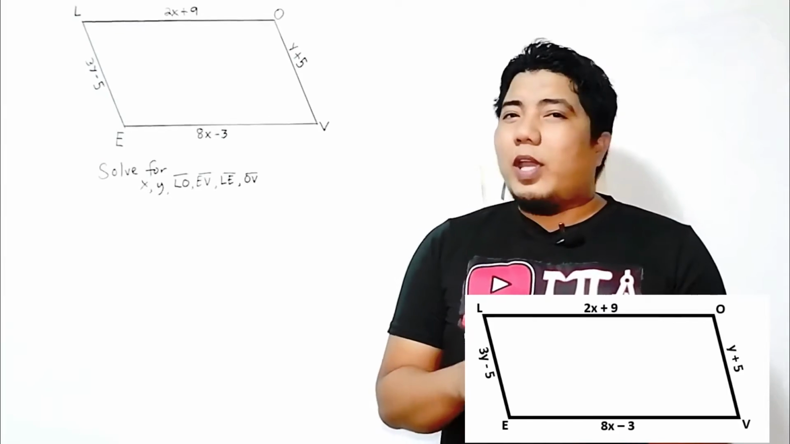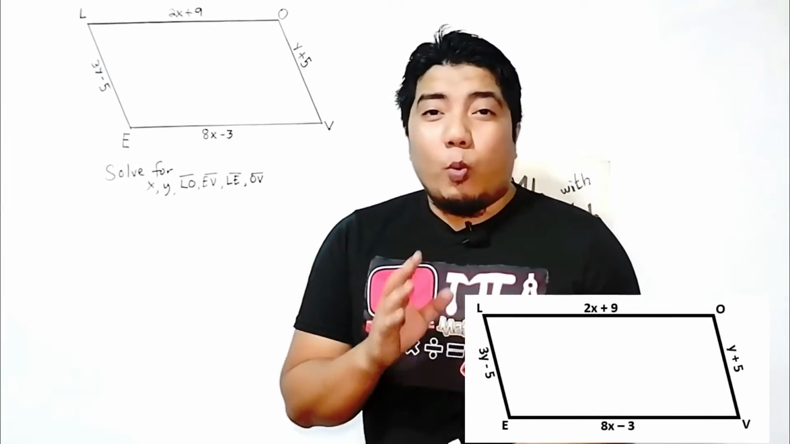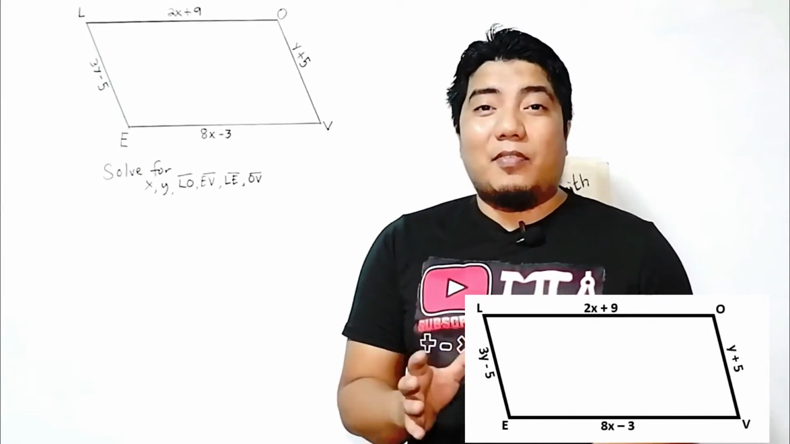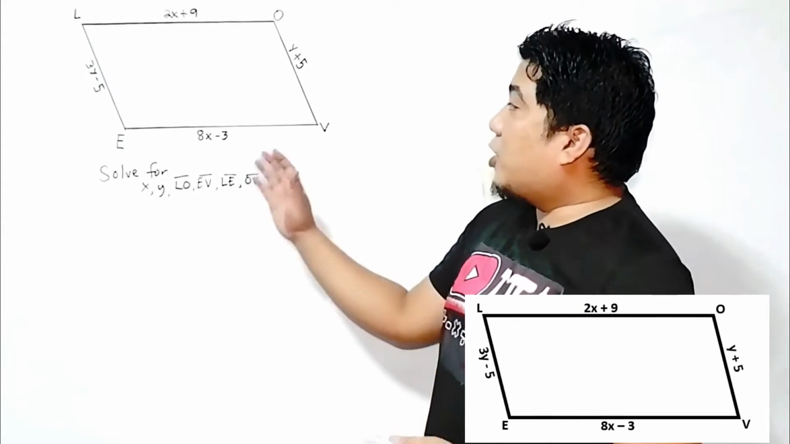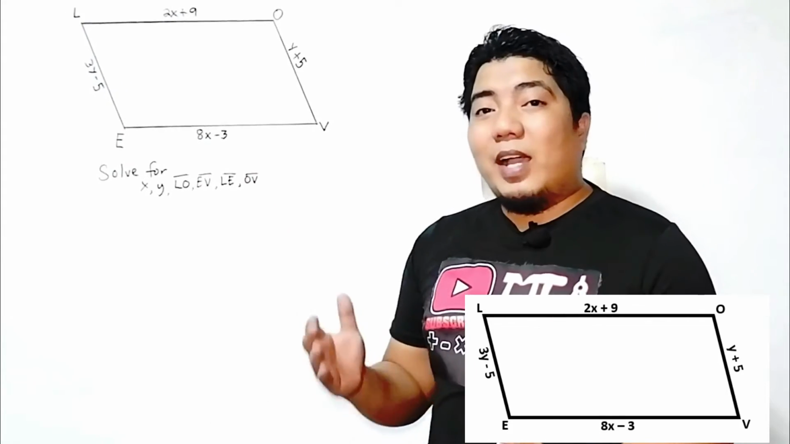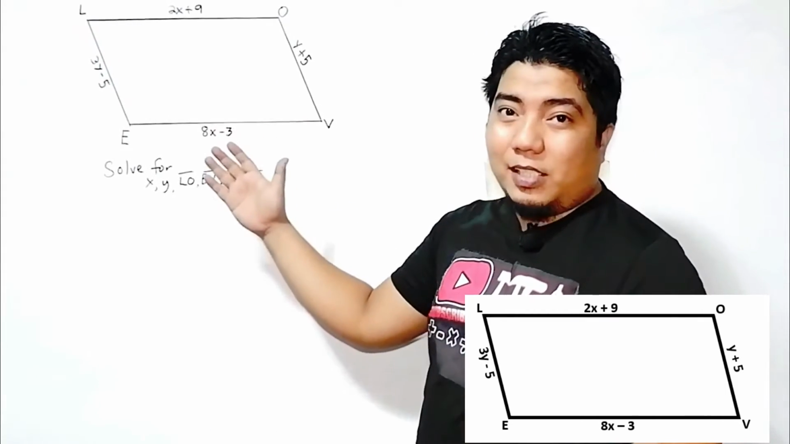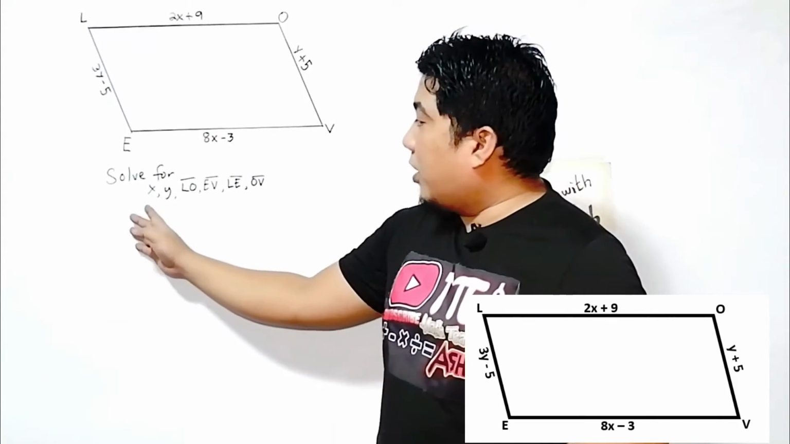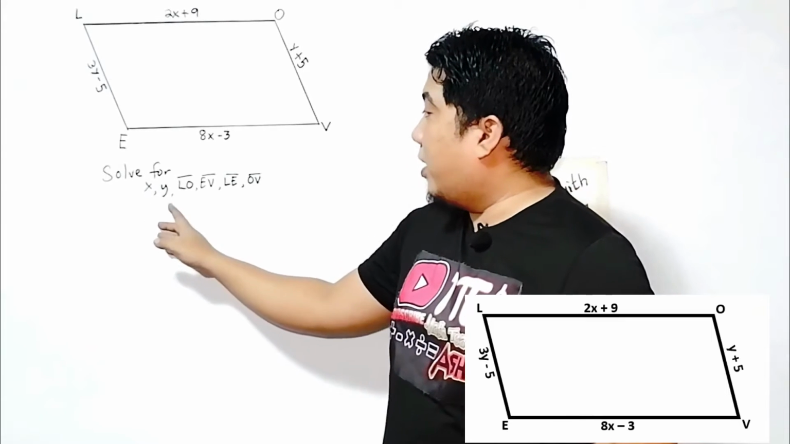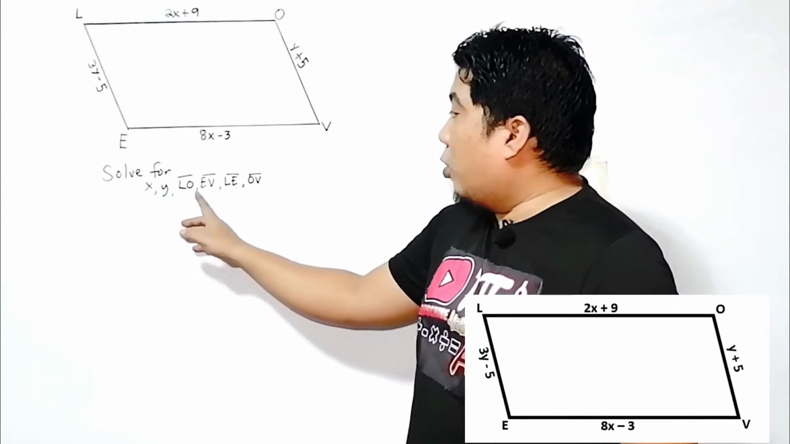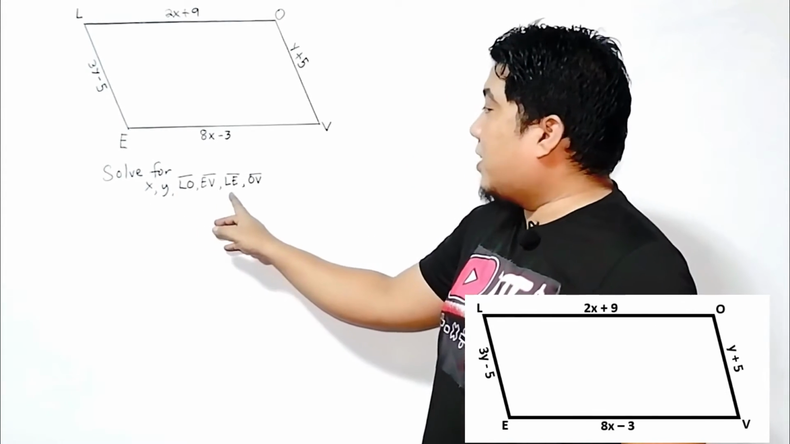Now, for you to know more about the different properties of a parallelogram and understand it deeply, let's go to our discussion board. Okay, math learners, we are here in our first problem. We have the parallelogram LOVE, or L-O-V-E. As you can see in this parallelogram, we have the given algebraic expressions as its sides. Now, the question is, what are the values of x, y, line segment LO, line segment EV, line segment LE, and line segment OV?